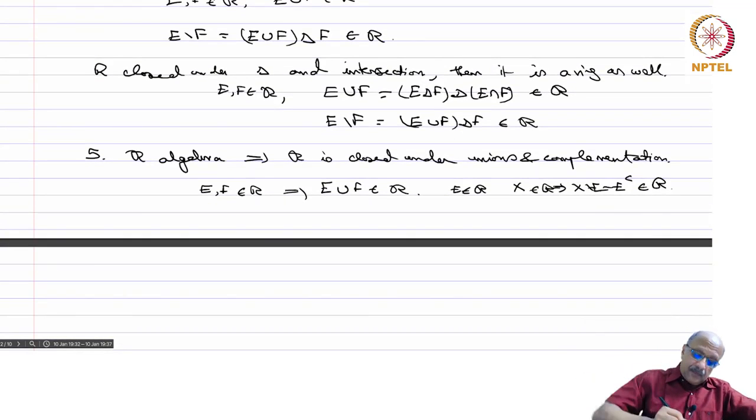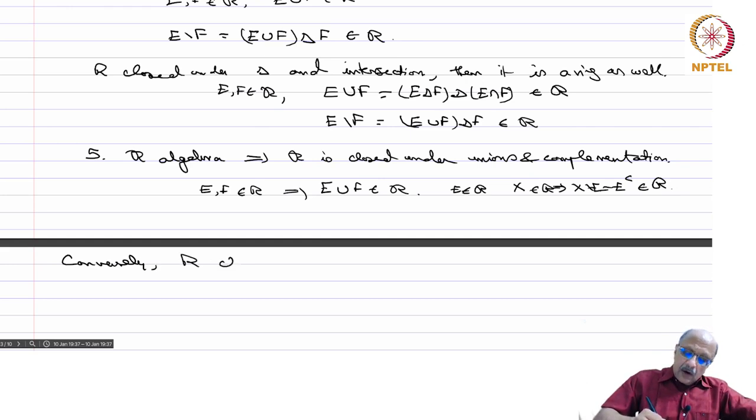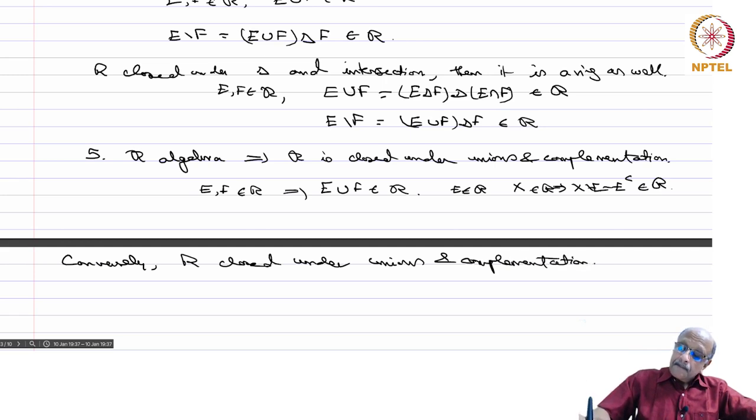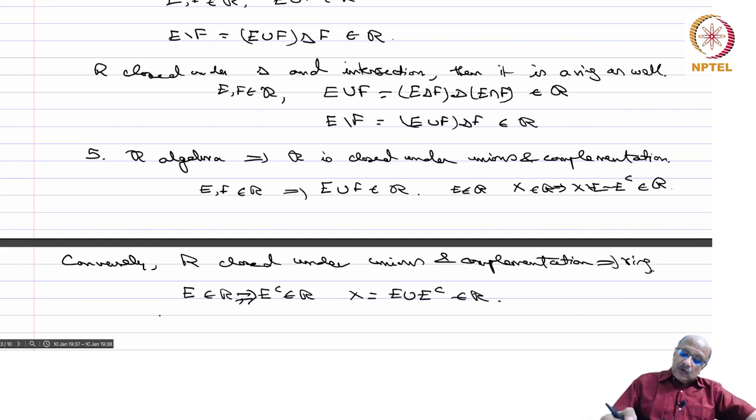Conversely, if R is closed under unions and complementation, this implies it's a ring, because if you have E in R, then E complement is in R, and X equals E union E complement, so this belongs to R. So R is already closed under the unions.